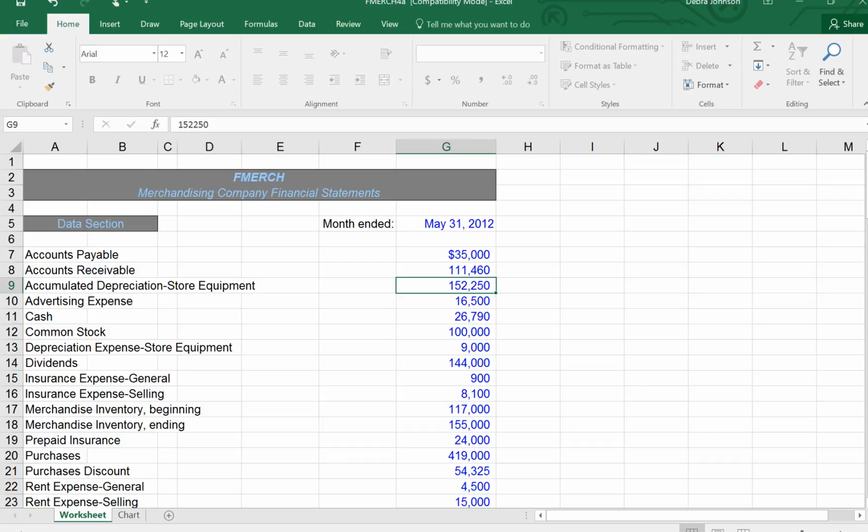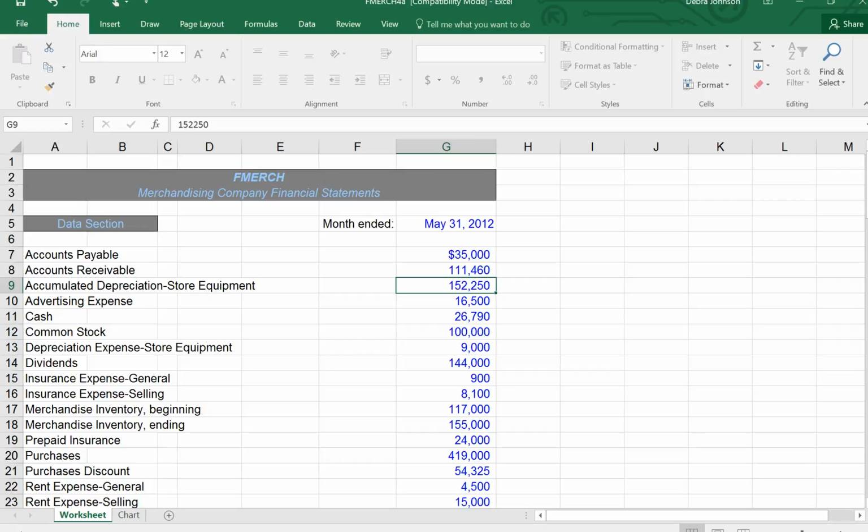However, on your USB drive, the file is called F-Merch4A. The file has been amended, but believe it or not, it still contains an error. Let me describe the error to you.